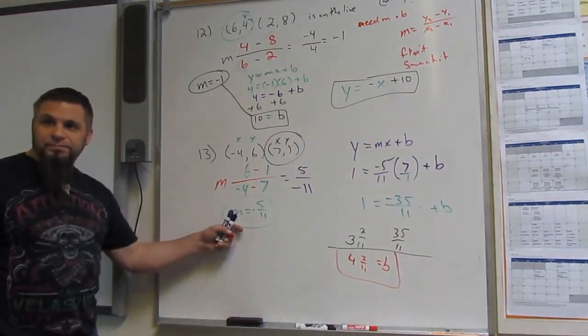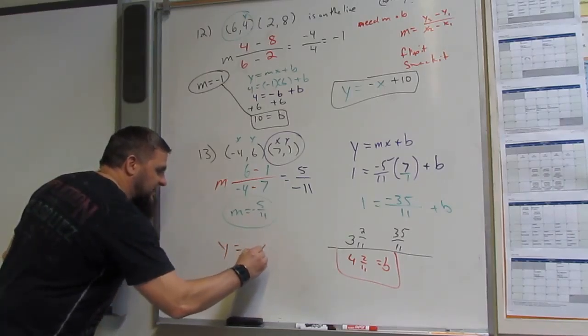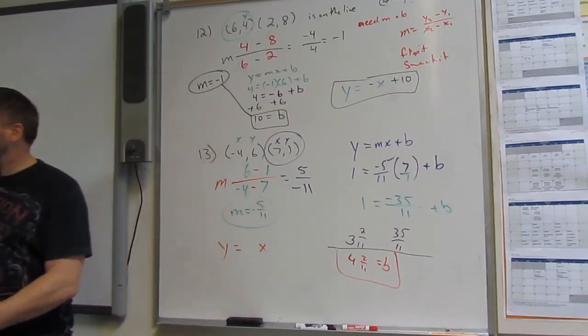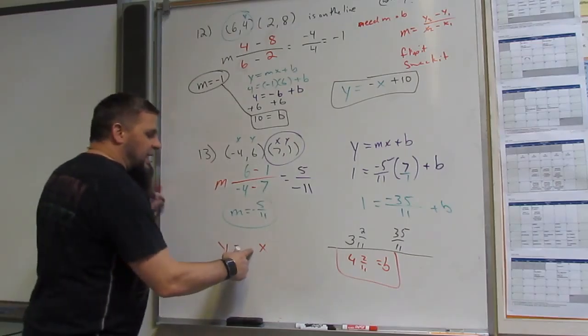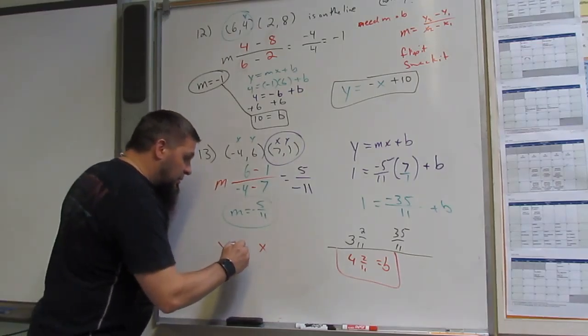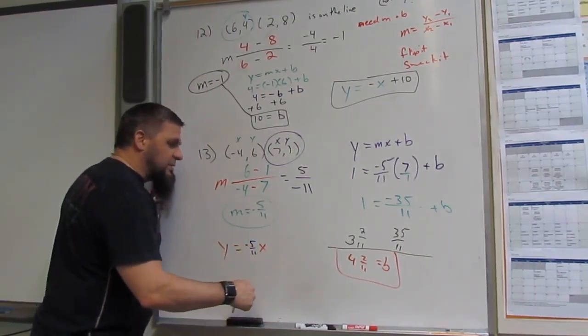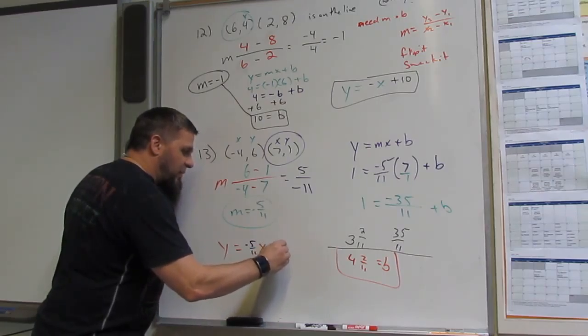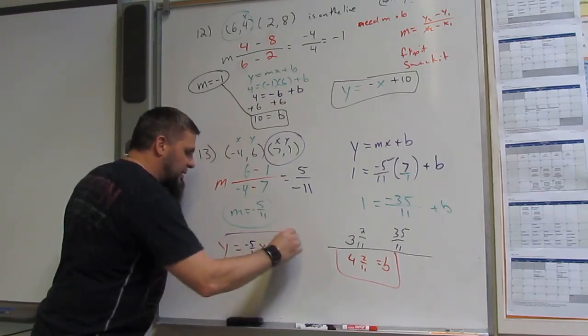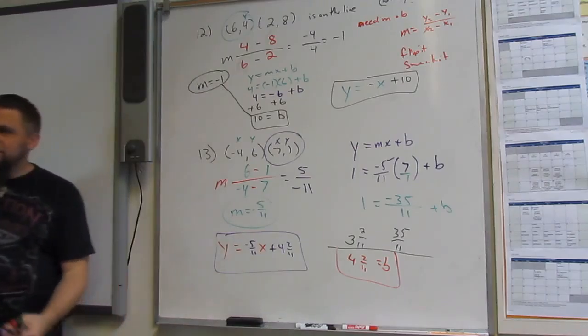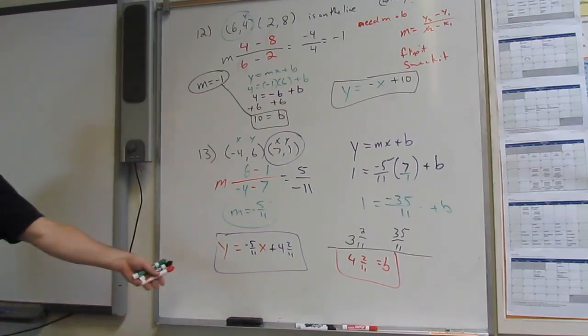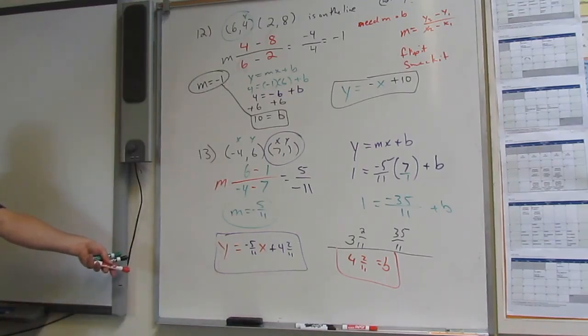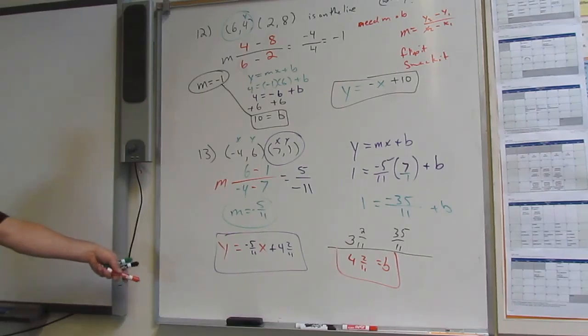This is m. y equals x. What goes in front of the x? Negative 5 11ths. Plus 4 and 2 11ths. And that's as hard as it gets. That's hard, but that's as hard as it gets.